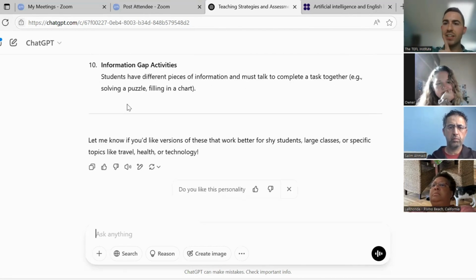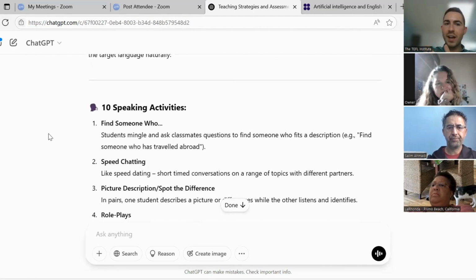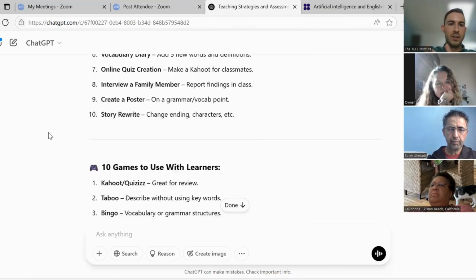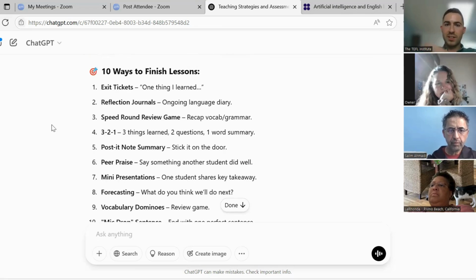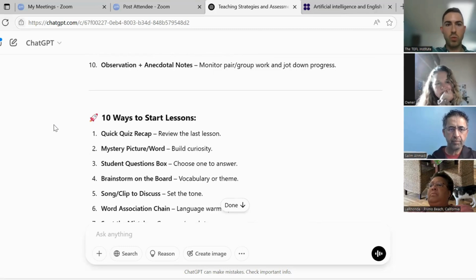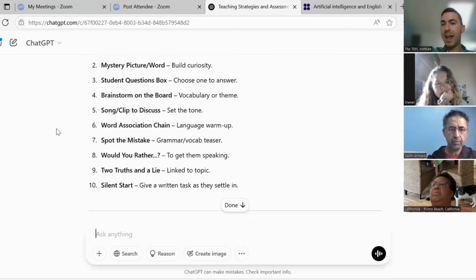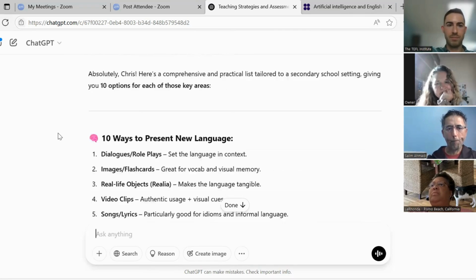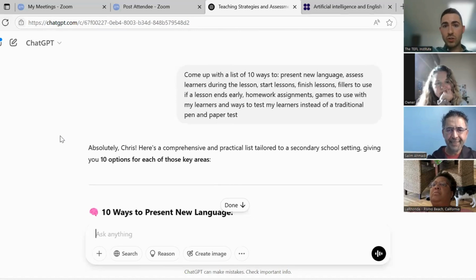So I think this is a really nice idea. And there are so many ideas here. And I like having them in a poster. It's a big A3 poster on my wall that I can refer to very quickly or in the moment in a lesson. If I need a filler, have a quick glance at the poster and I go from there. Okay. And you could get ChatGPT to come up with anything.